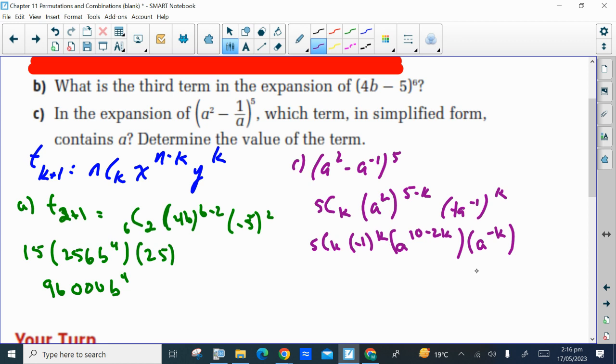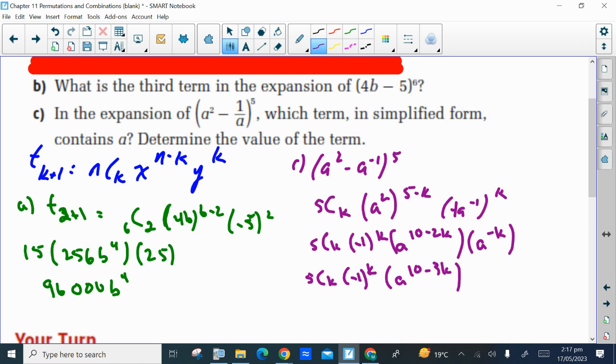So these last two factors, you're multiplying powers with the same base. You can add the exponents. So we have 5Ck, negative 1 to the k, and then a to the power 10 minus 3k. When you add 10 minus 2k plus negative k, you'll get 10 minus 3k. Okay?